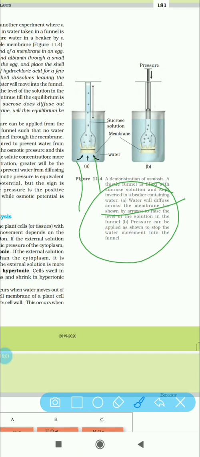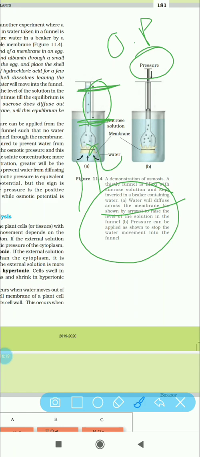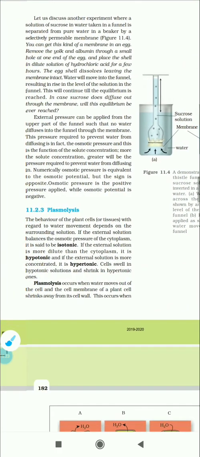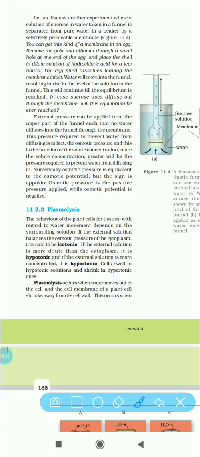Whatever pressure you have to apply from this part to stop this movement can be termed the osmotic pressure. So this is the increase they are showing over here. It was there, now it has increased to this stage because of the entry of water inside through the semi-permeable membrane. So coming back, this paragraph is very important.